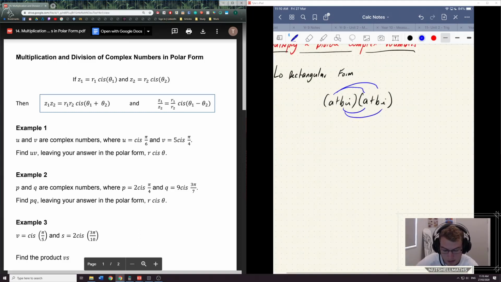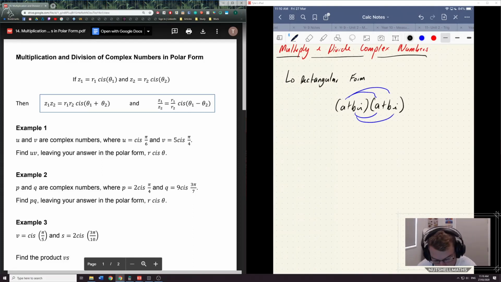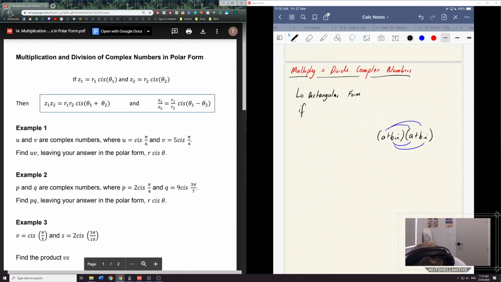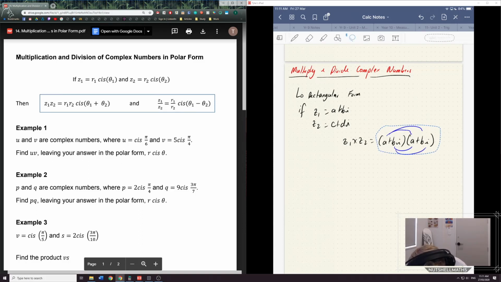Write a bit bigger, sorry. I'll zoom it in for now, but I'll write bigger. Okay, so when we do this expansion, we have to do it like this, right? Which is okay, but it can get a little bit tedious and annoying. If you imagine I had to do 3 or 4 sets of brackets, it gets really long. And let's make this a bit more official. If z1 equals a plus bi, z2 equals c plus di, then z1 times z2 equals this piece here.